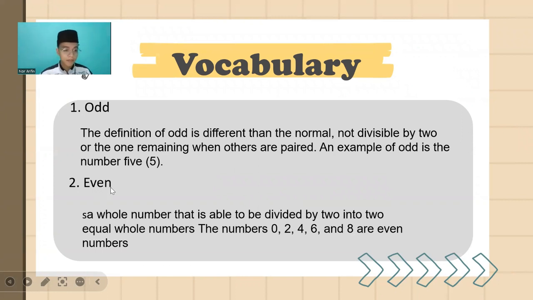Next, even. In bahasa, even is bilangan genap, a whole number that is able to be divided by 2. The numbers 0, 2, 4, 6, and 8 are even numbers.